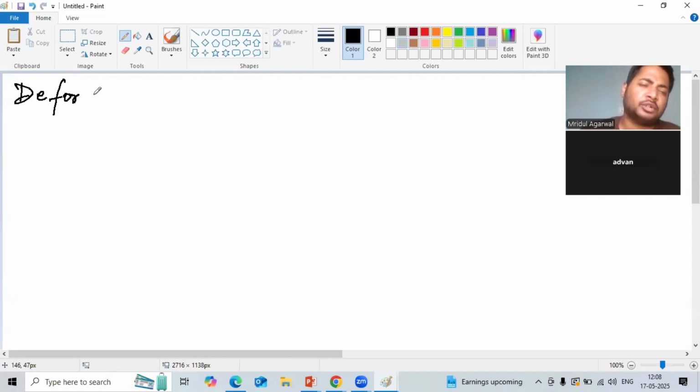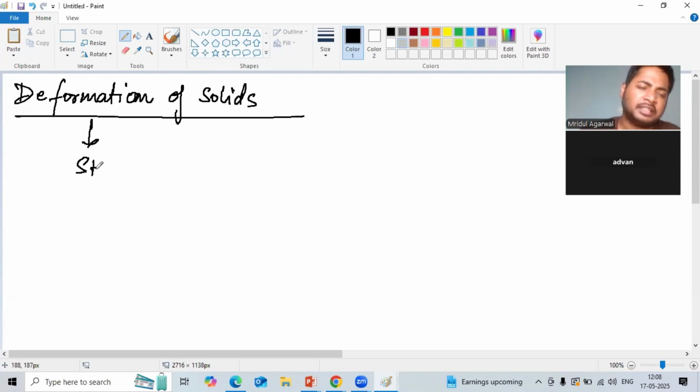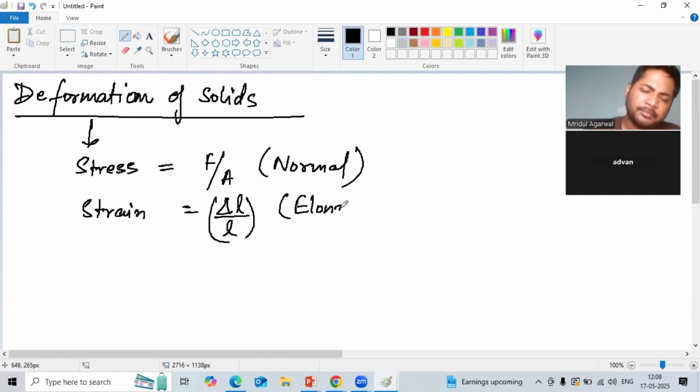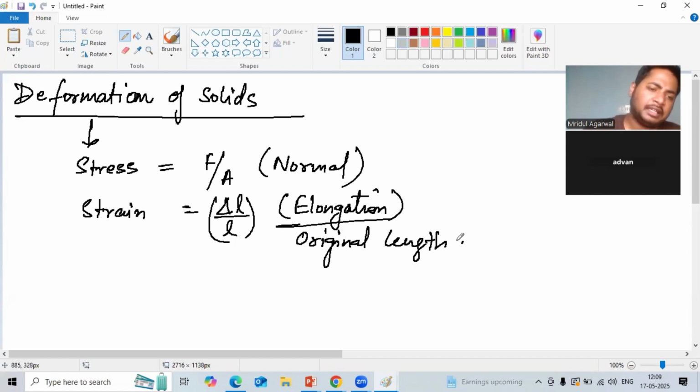Okay. In the deformation of the solids, first topic is your stress that we just now found, that is force per unit area. It's a normal stress, correct? Then you have got strain. Strain is your elongation divided by original length, so that is change in length divided by original length. Elongation per unit original length. Got it? Then I discussed about the energy, so energy is stored in the stress strain curve.